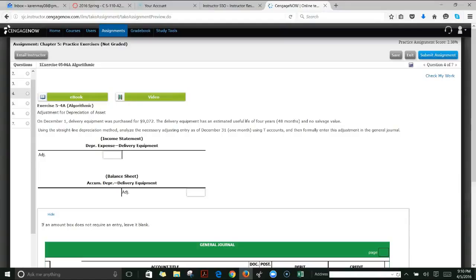This video is an explanation of Chapter 5 practice exercises starting with number 4. In this one, we're going to be adjusting depreciation of an asset. So we purchased this delivery equipment on December 1st for $9,702. It has an estimated useful life of 4 years or 48 months with no salvage value.